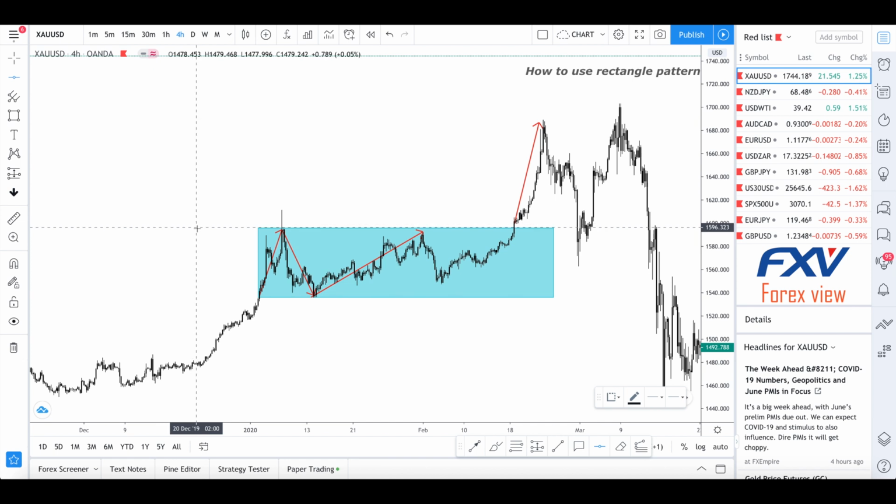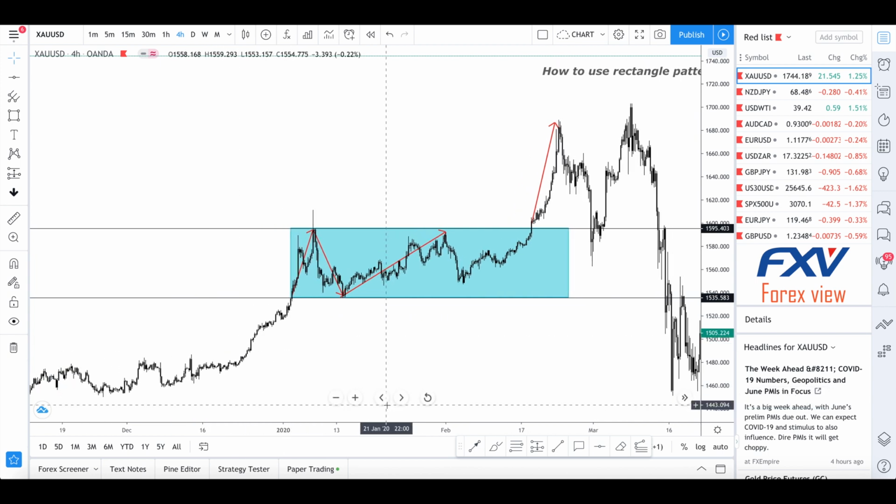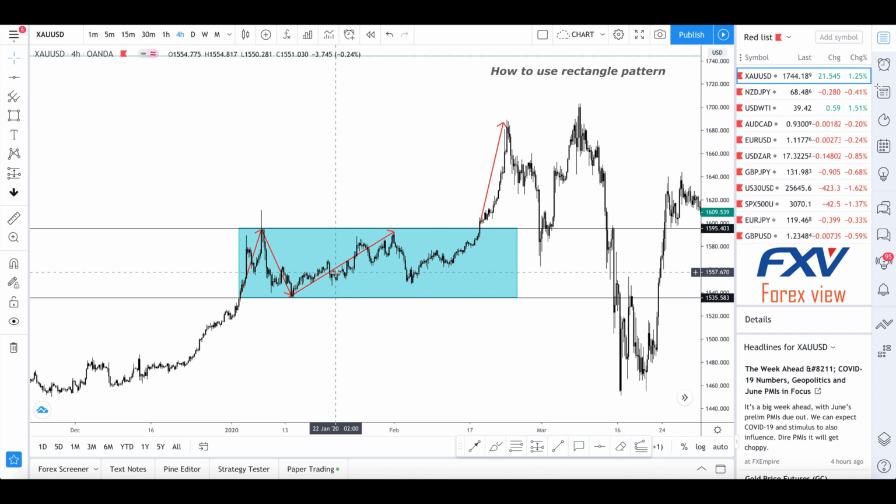So I'm going to draw quickly the support and resistance level here. As you can see, the rectangle is composed of a range price between a resistance and a support level, and when we see the price breaks out, that's our entry.